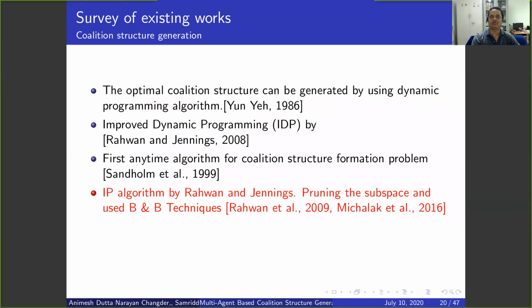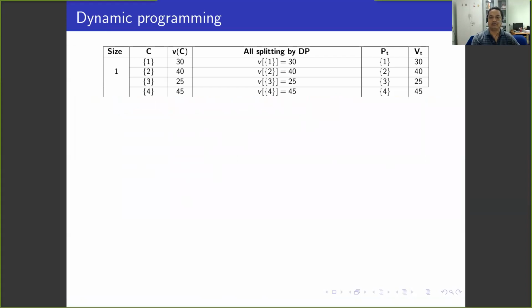So I'm not going to the survey of the existing. Okay, let us take the dynamic programming.